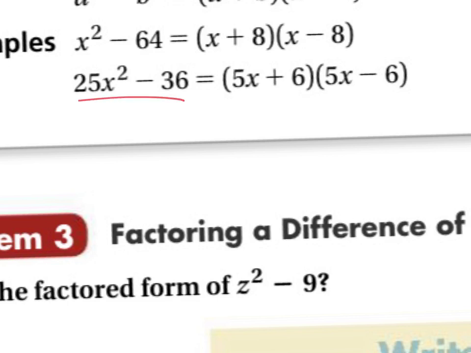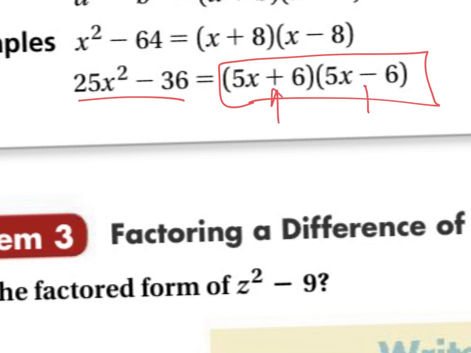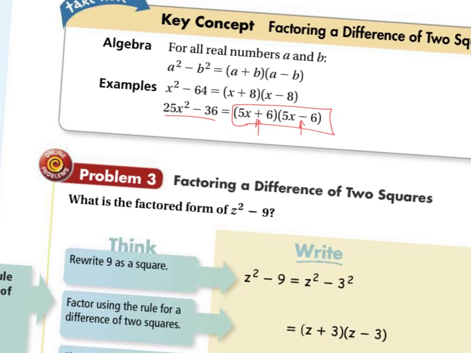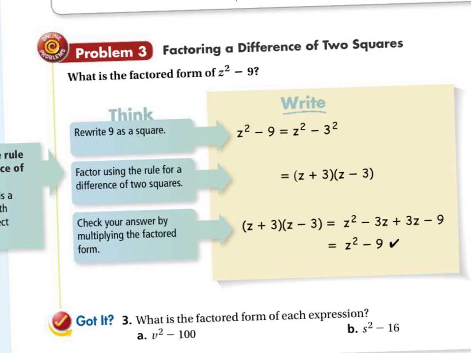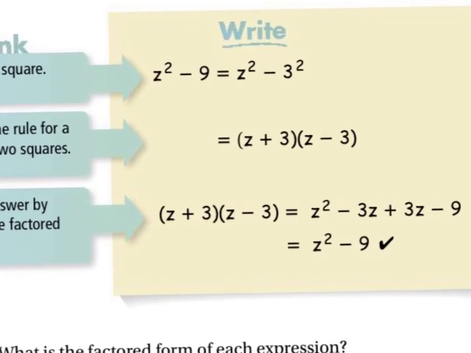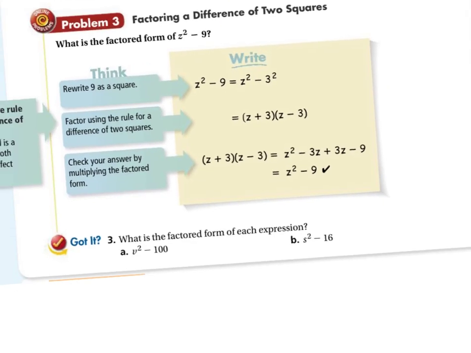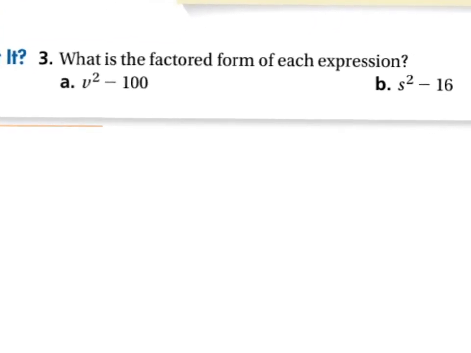If you only have two terms, it'll always end up like this, where these are the same except the signs will be different. Okay, so again, not many options that we have, and that makes it a lot easier for us to factor difference of squares, as these are called. So if you look at problem 3, they want us to factor z squared minus 9. So z squared minus 9 is going to factor as z plus 3 times z minus 3.